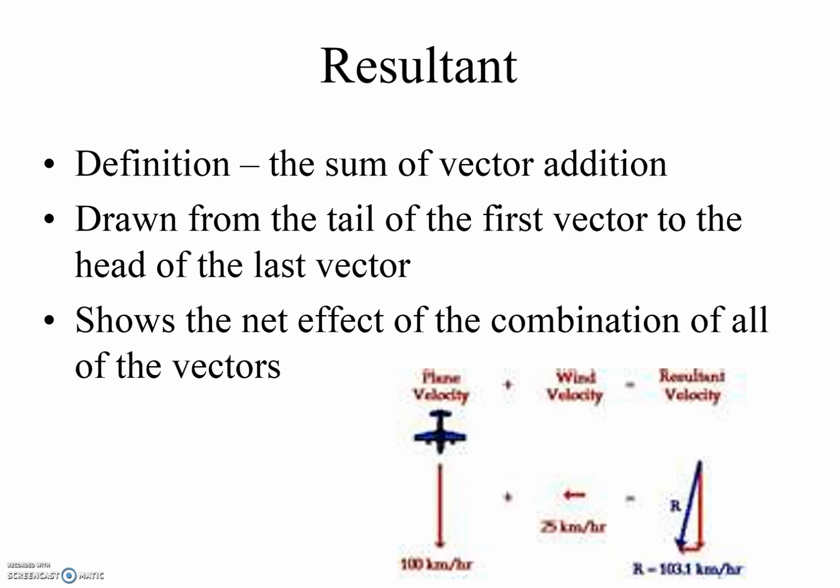If we look at this example here, we have a plane that's flying with a velocity of 100 kilometers per hour, and let's say it's going south. And we have a wind velocity of 25 kilometers per hour, going west. That wind is going to push the plane in the westerly direction. The resultant distance is what we call our resultant vector.